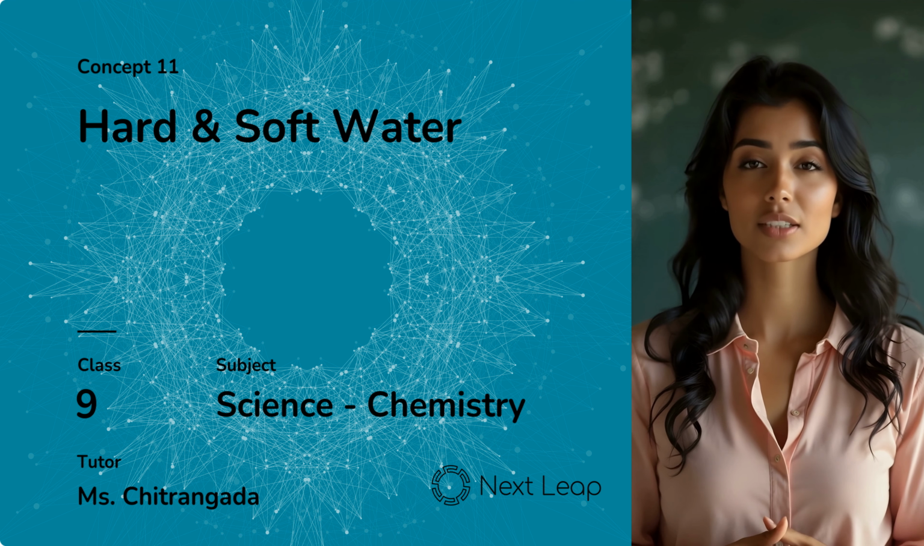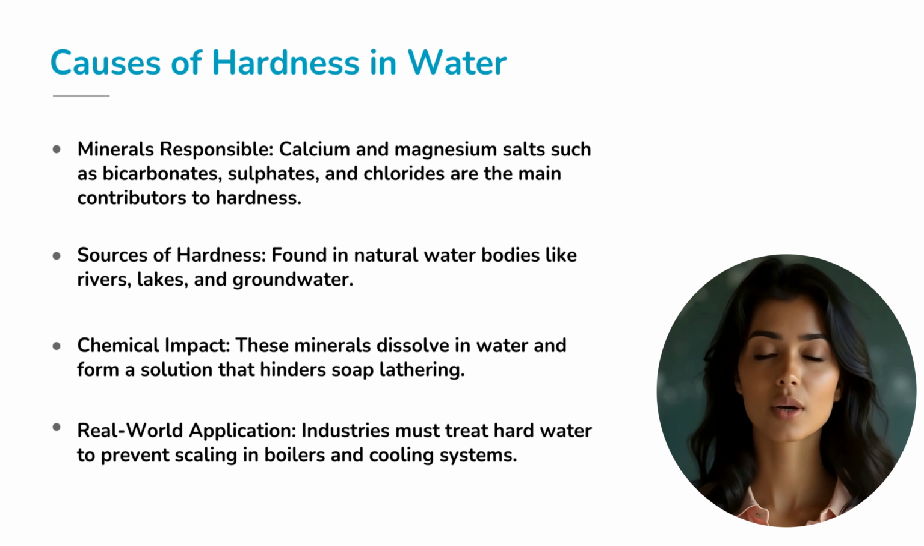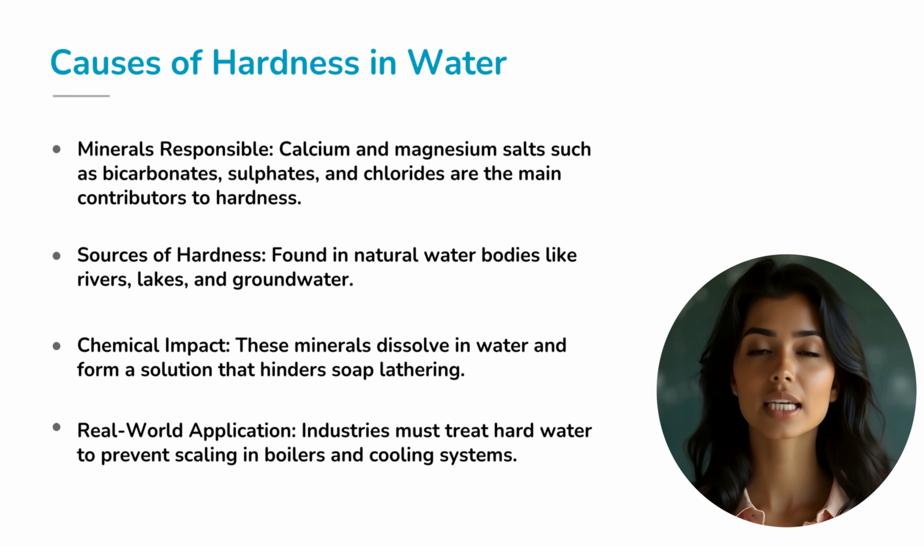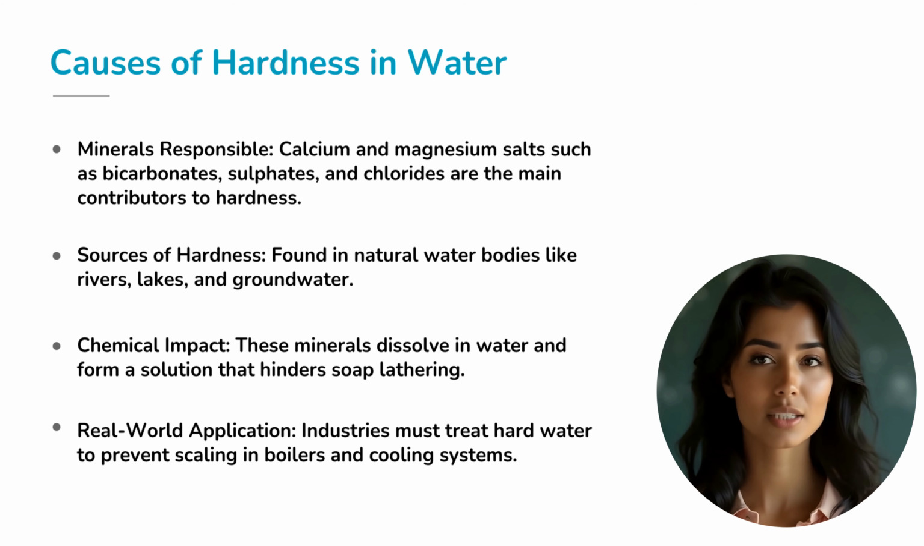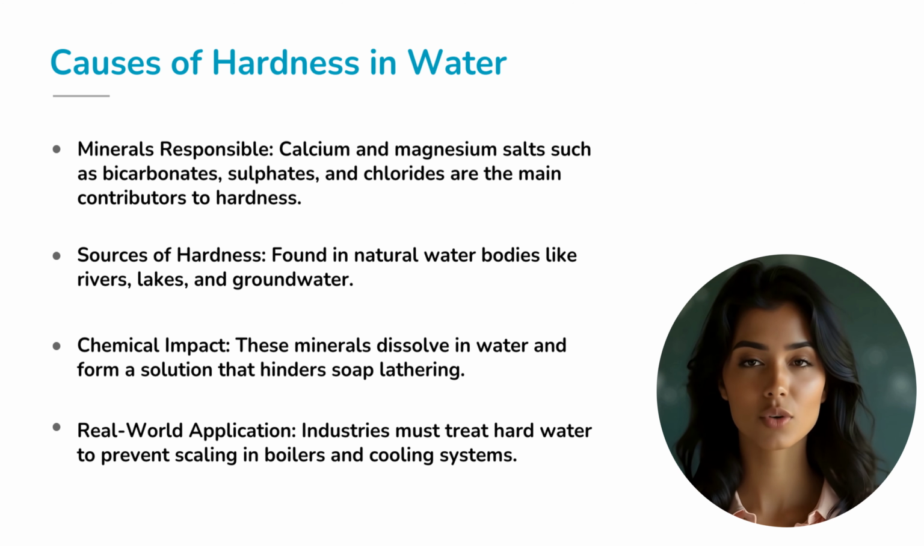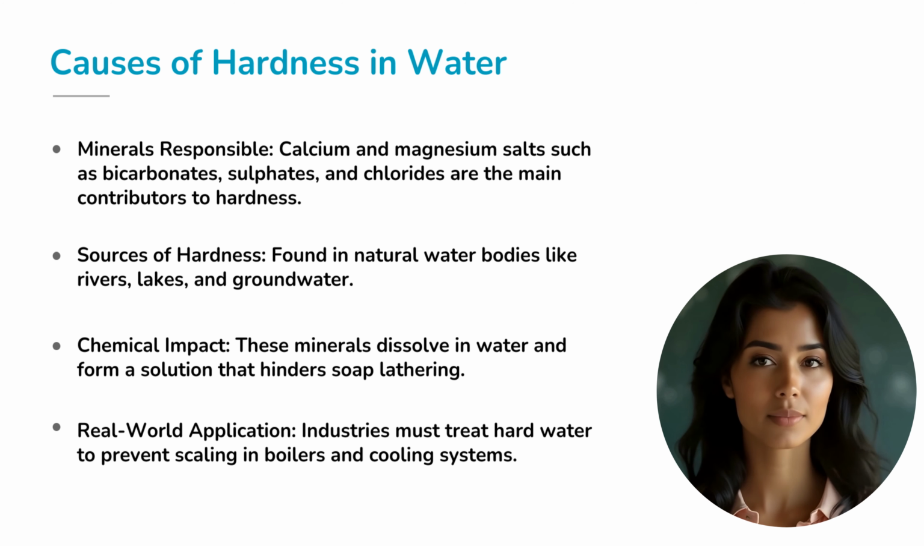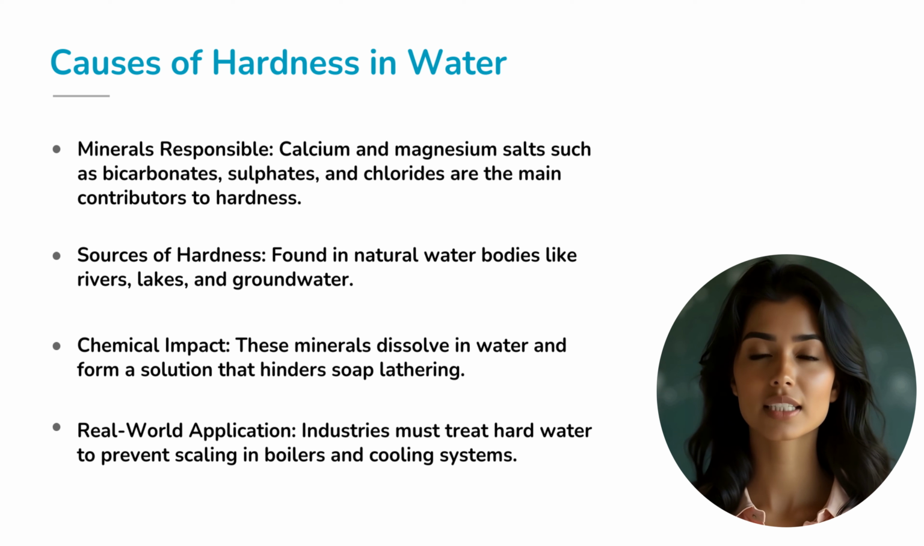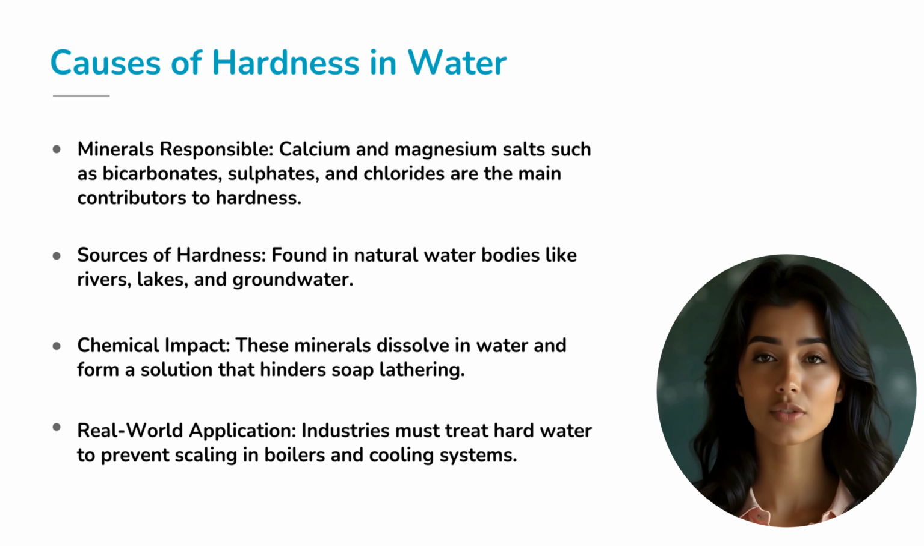Let's explore these further. Now, let's understand what causes hardness in water. The key culprits are calcium and magnesium salts, which can be found in forms like bicarbonates, sulfates, and chlorides. These salts are commonly present in natural water sources like rivers, lakes, and groundwater.